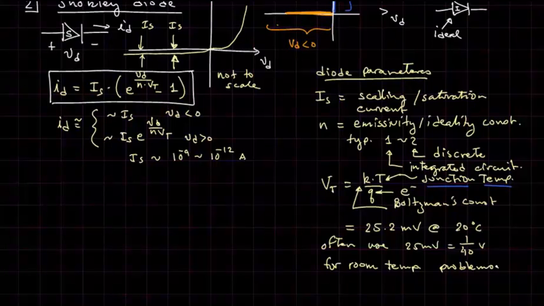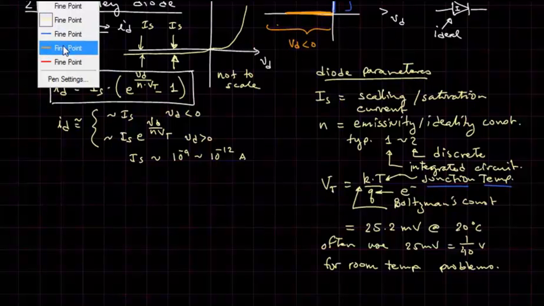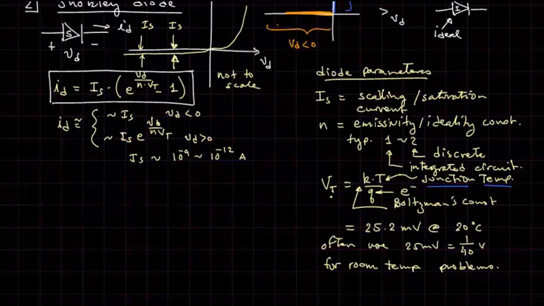So really there are 2 parameters here that describe the diode, and those are IS and N. Okay, so these describe the diode, just like the resistance R describes a resistor. Here we have 2 parameters.